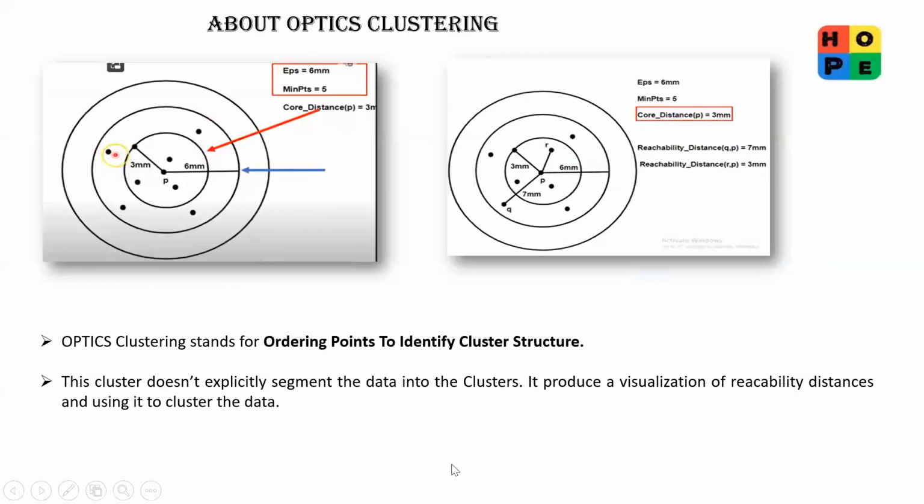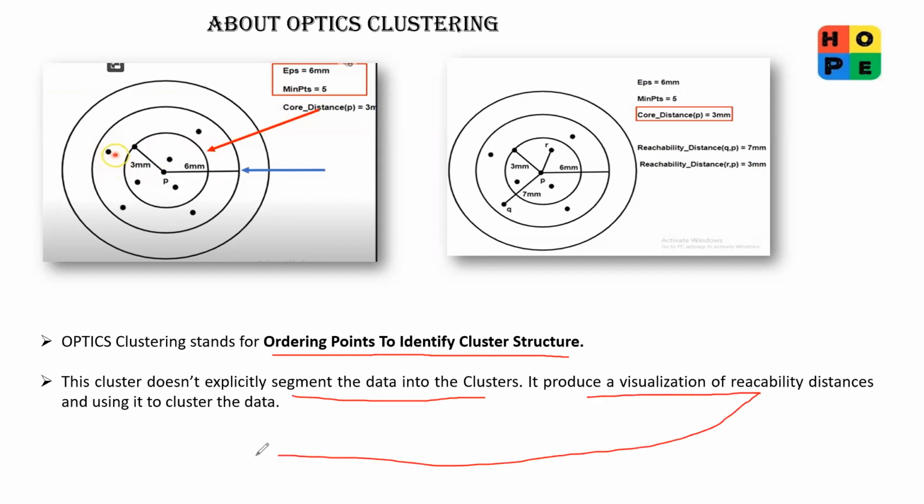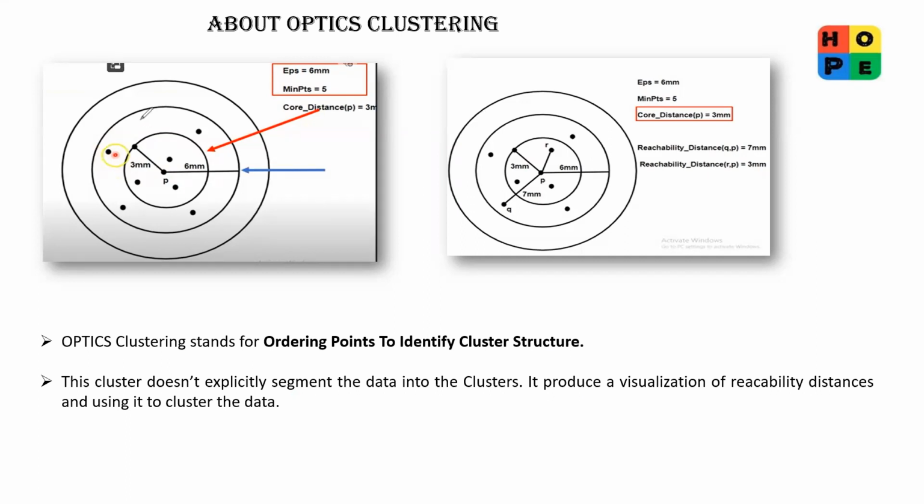Next we will be discussing OPTICS clustering. The expansion for OPTICS is ordering points to identify cluster structure. This clustering does not explicitly segment the data points into clusters. It provides a visualization of reachability distance using the cluster. So it doesn't create any cluster as such; rather, it creates the reachability distance.